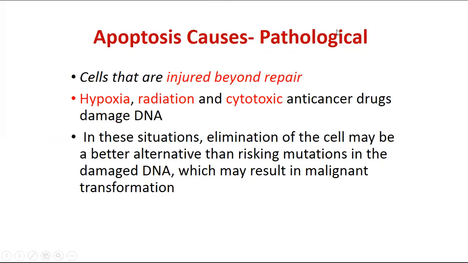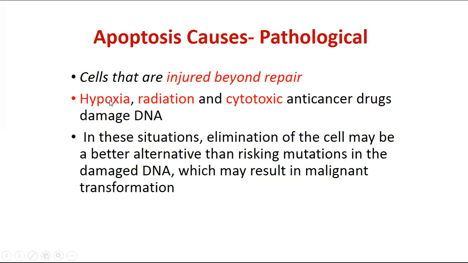So apoptosis also occurs in pathological forms. Pathological forms of apoptosis include death of cells that are injured beyond repair. Some cells have got injured and we cannot repair them now. It is better to replace them with new cells. The body will decide, okay, eliminate the cell, we cannot repair it. The DNA damage is beyond the capacity to repair. So the body gives a signal to eliminate this cell by apoptosis.